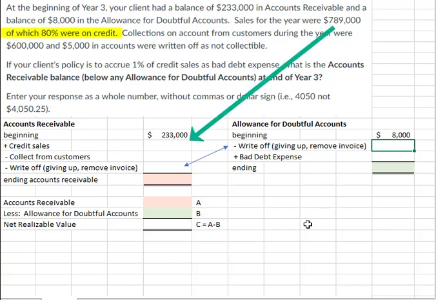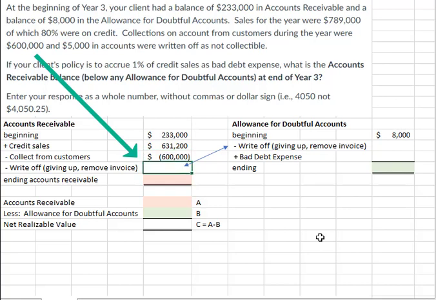Great. Then sales for the year were $789,000, of which 80% were on credit. And credit sales make accounts receivable go up. So we're going to get 80% of the 789, times 0.8. And then collections on account were $600,000. That makes accounts receivable go down. And then $5,000 was written off, and that makes accounts receivable and the allowance for bad debts go down.